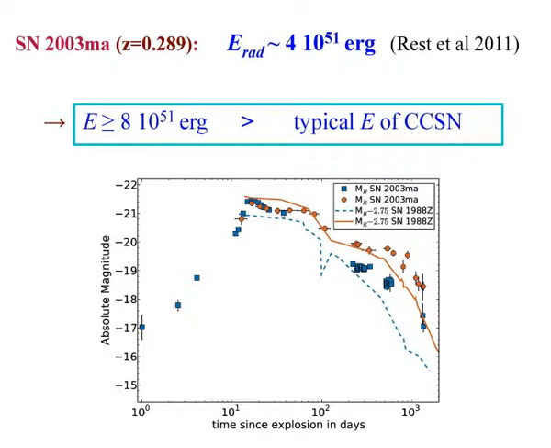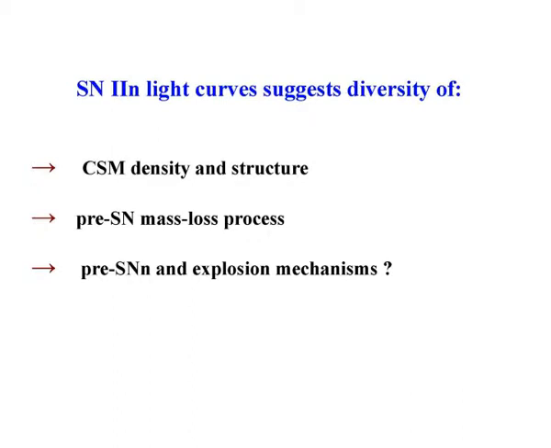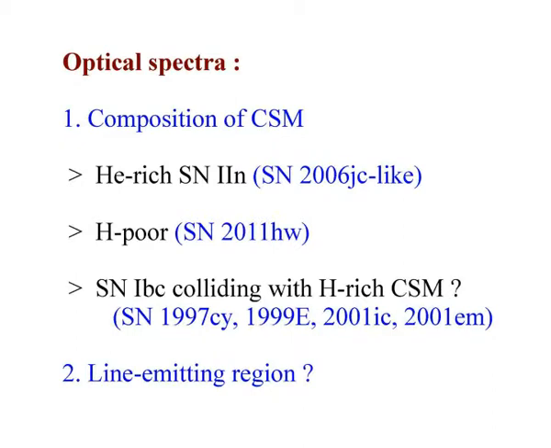So the analysis of the diversity of supernova light curves suggests that the structure of the circumstellar medium is different, the presupernova mass loss history is different, and the presupernova model and explosion mechanism possibly also differ from one case to another. So type IIn is really a beast of very different objects with one common property. They produce their light due to interaction of supernova ejecta with the dense circumstellar environment.